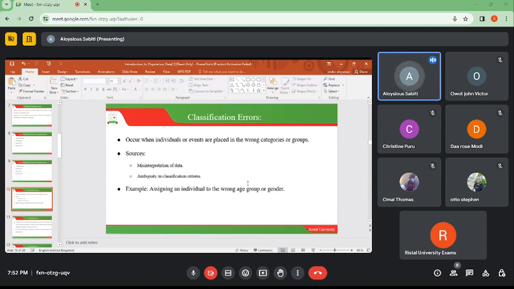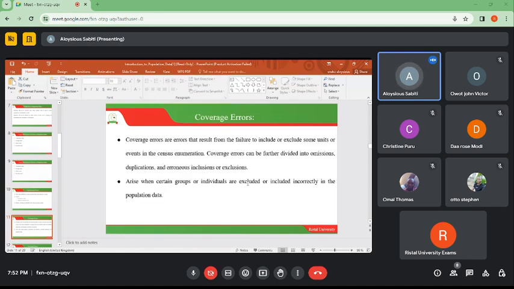So how errors occur is that individuals go and are placed wrongly. For example, you interview a woman who is not of reproductive age, who is probably 12, or who is 50 and above. That is where some of the classification errors come from. Another example is assigning an individual to the wrong group or the wrong gender, so you may assign a man to the female gender.